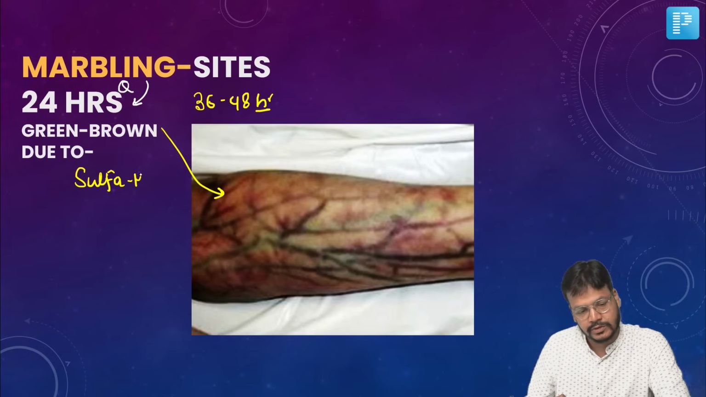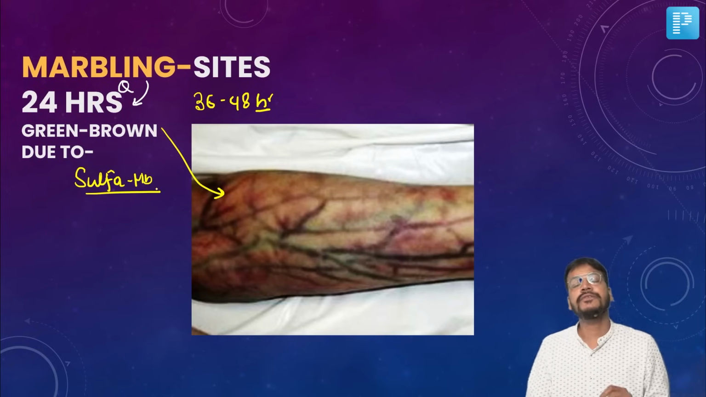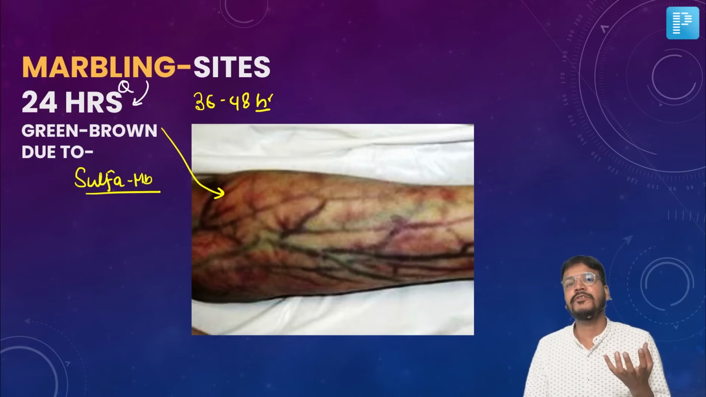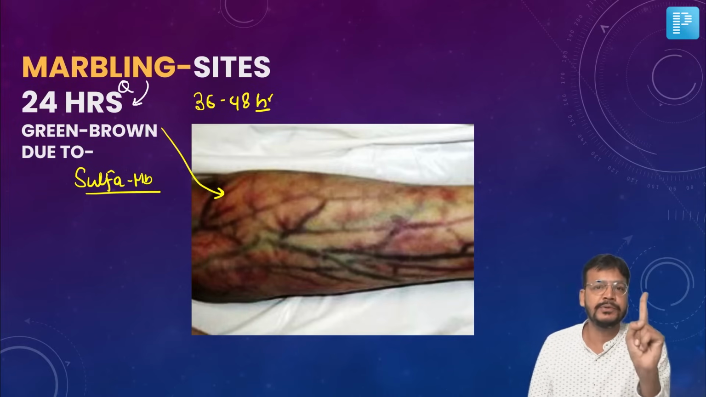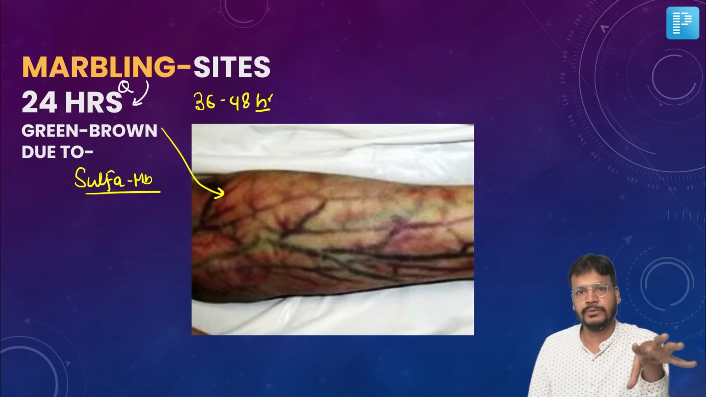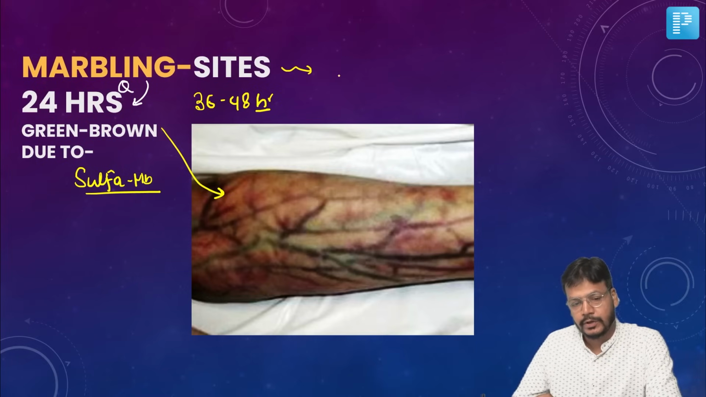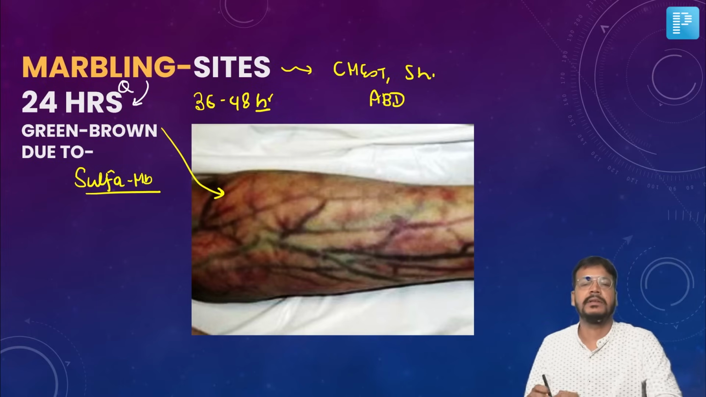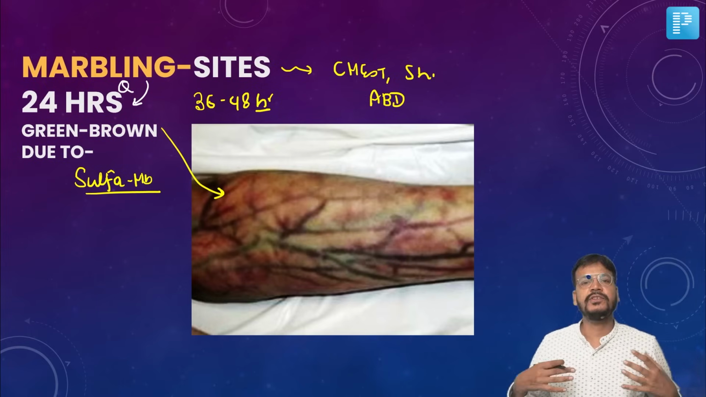This question also comes in exam. Because of sulfa hemoglobin. And what are the sites of marbling? These are the superficial veins. Sulfa hemoglobin पे पक्का question आता है. 24 hours में start हो जाती है. Maximum in 36 to 48 hours. These are common in your chest, shoulder, and abdomen, because the superficial veins are distended.